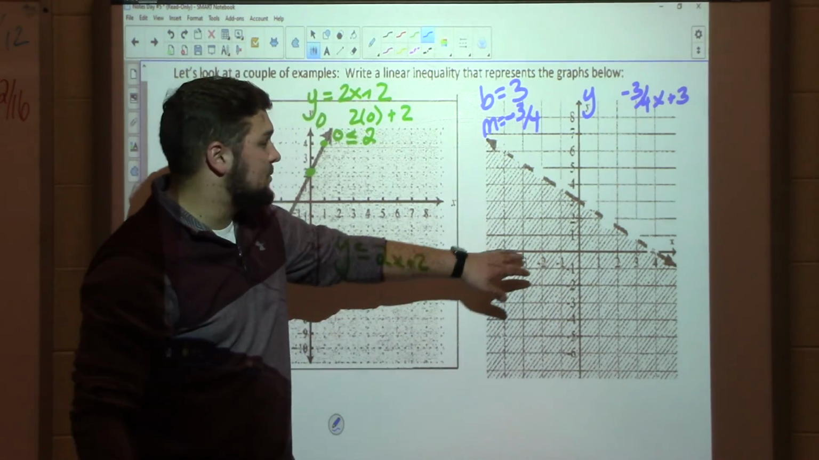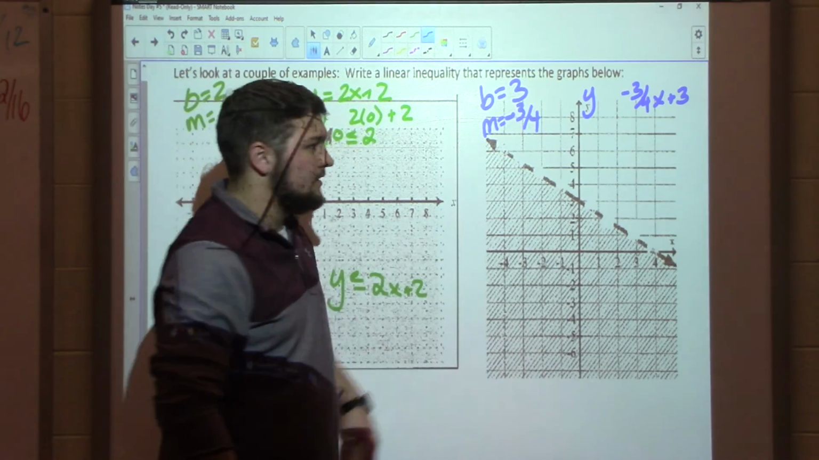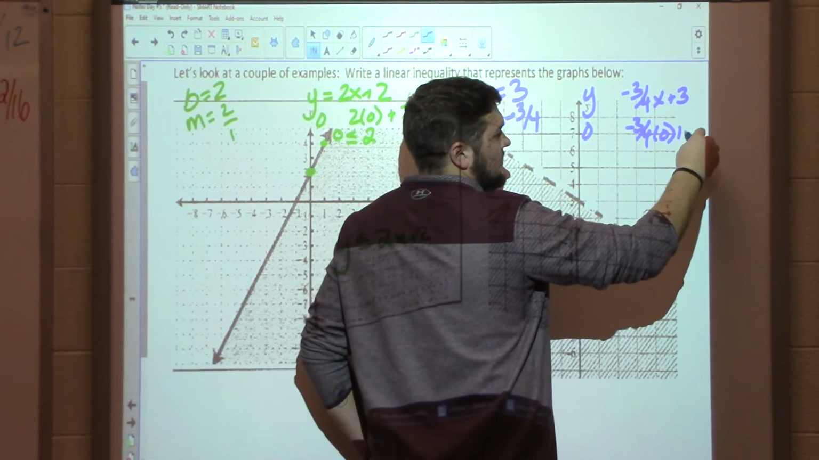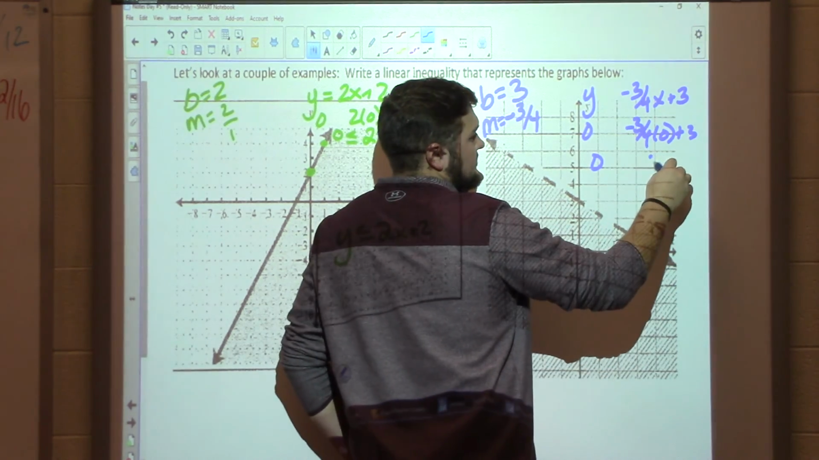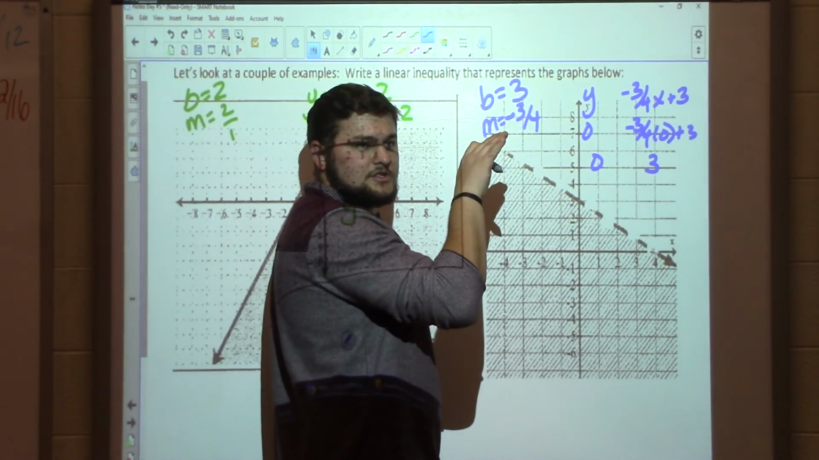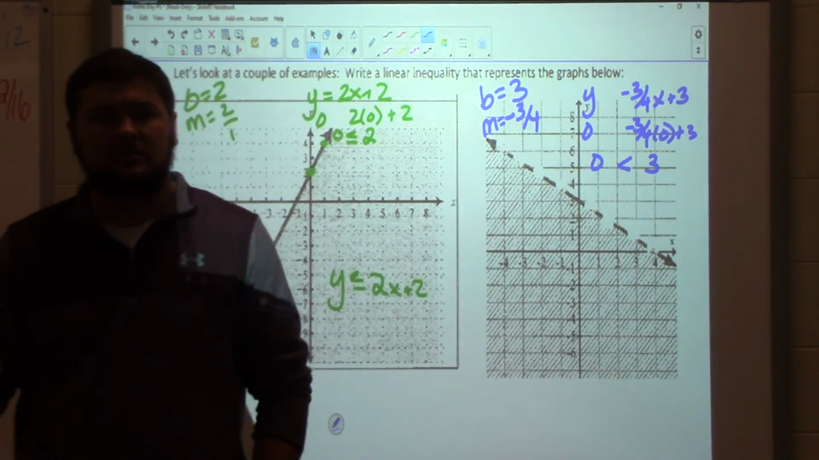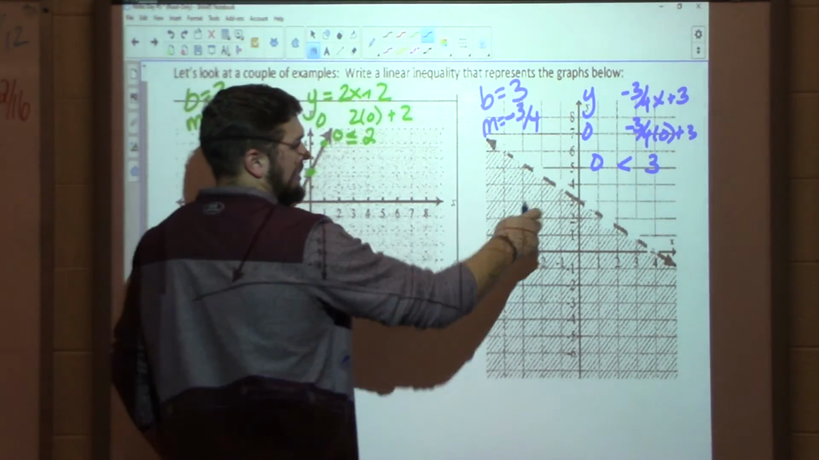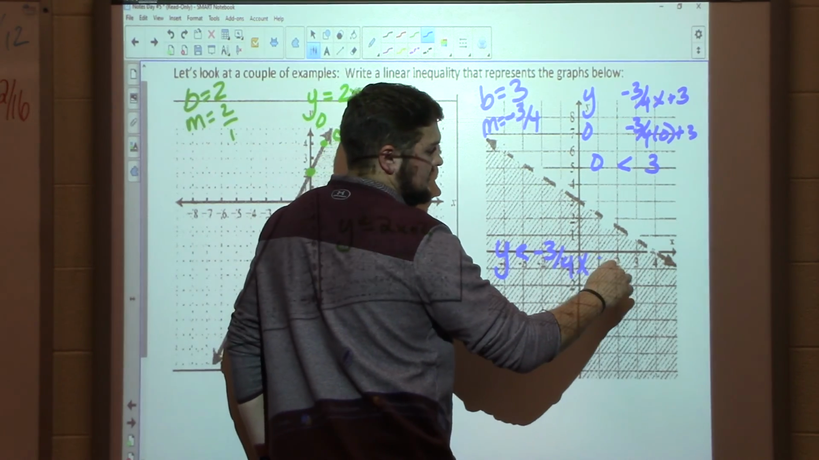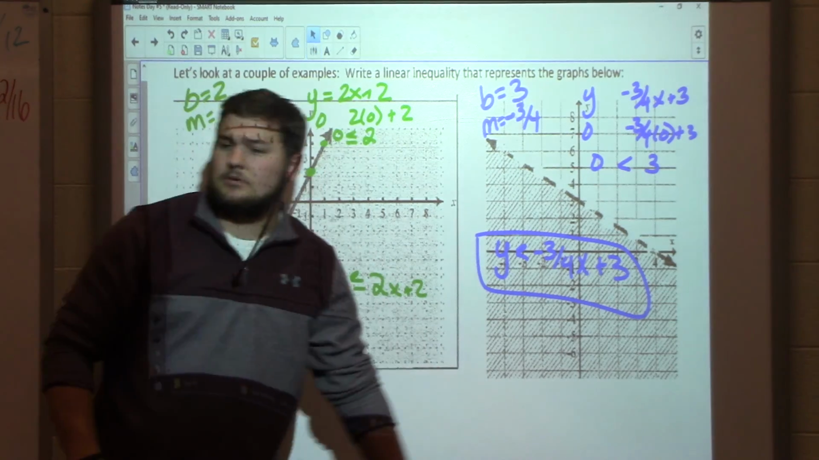Once again, plug in a test point. I know if I plug in (0, 0), it's got to be a true statement. So I go 0, negative 3/4 times 0, plus 3, 0 and 3. So which way has it got to face? It's got to open towards the 3, right? So it's a less than. Is it or equal to? No, because it's a dashed line. So y is less than negative 3/4 x plus 3. That will be my linear inequality.